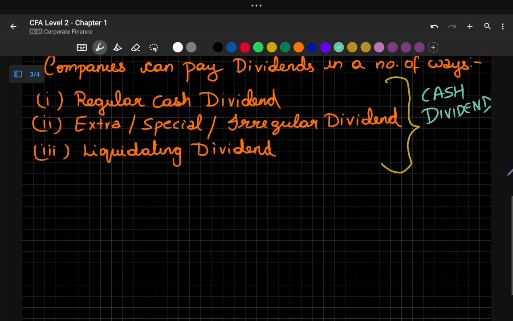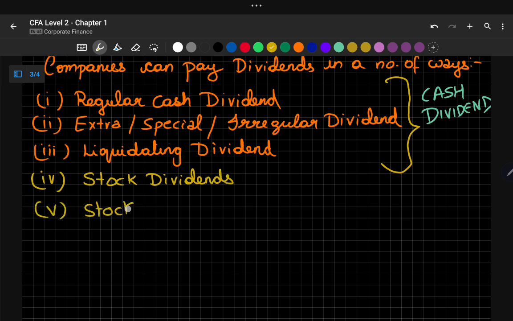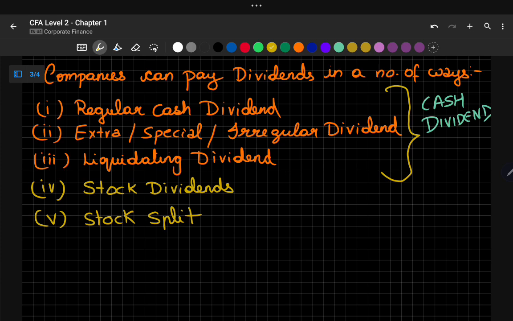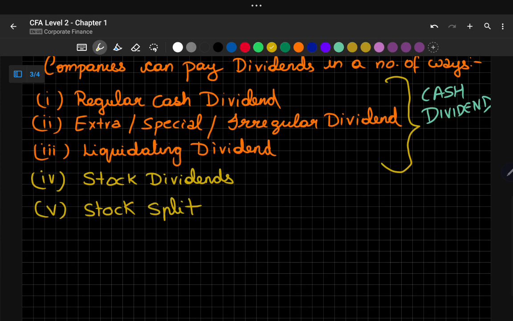Apart from cash dividend, we have stock dividends and stock split. So these are the five types of dividends. Now stock split is a type of dividend as per CFA curriculum, but as per some books, it is just a corporate action. But since we are studying for CFA level 2, we will learn it as a dividend. So the five different types of dividends are regular cash dividend, then extra, special, or irregular dividend, then liquidating dividend, then stock dividend, and stock split.